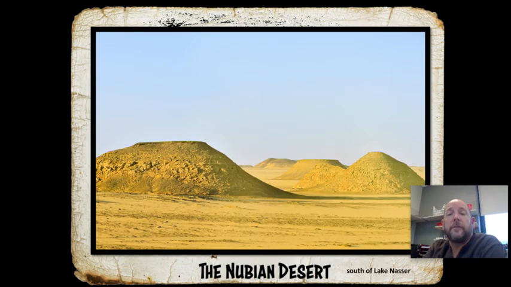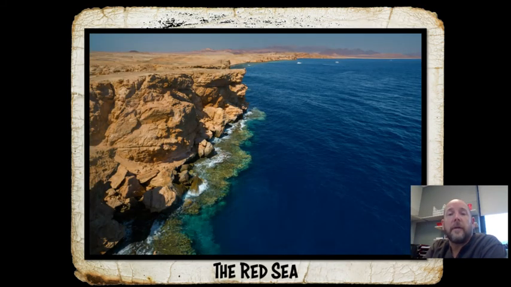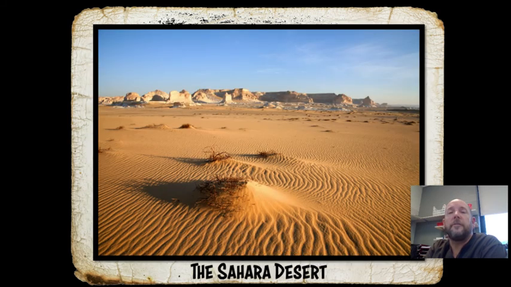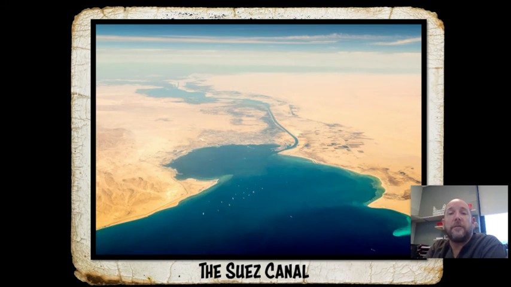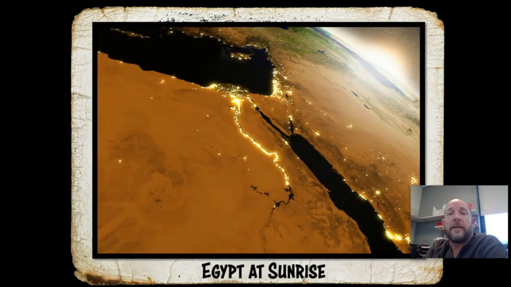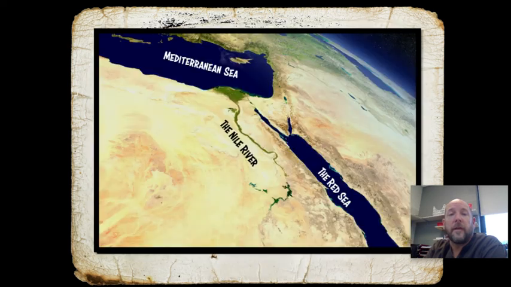The Nubian Desert, which is south of the lake. The Red Sea, we talked about in Mesopotamia. The Sahara Desert, very barren. Better have a camel and lots of water and supplies to head out that way. And the Suez Canal, which you see the perfect shape of it, because the canal has been constructed by humans. That's not a natural occurring effect, but it's going to connect the Mediterranean and the Red Sea. And at nighttime, you can just see where everyone lives. And you can see all the growth in vegetation along the riverbanks and in the delta.